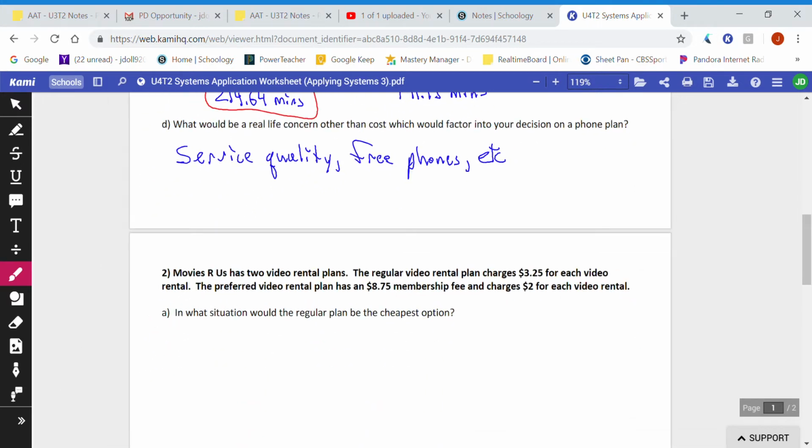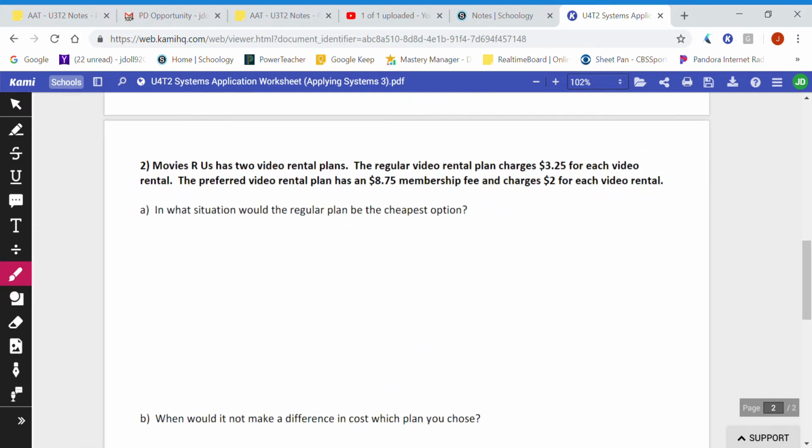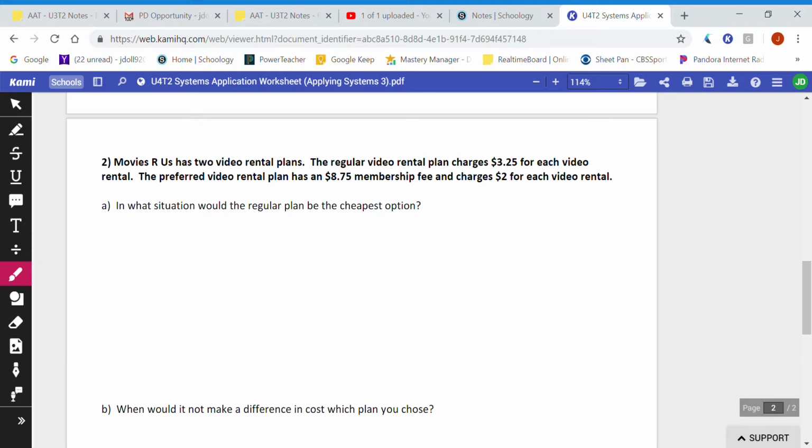All right, so let's take a quick look at number 2, because number 2 is a little bit different. In this, you're trying to decide between 2 movie rental plans, and you are asked which plan would be the cheapest option. So again, we're trying to decide between 2 things. We need to write an equation, a system for them.